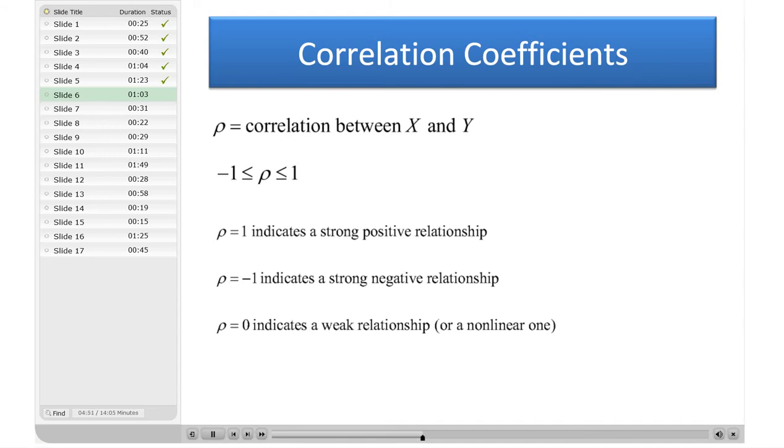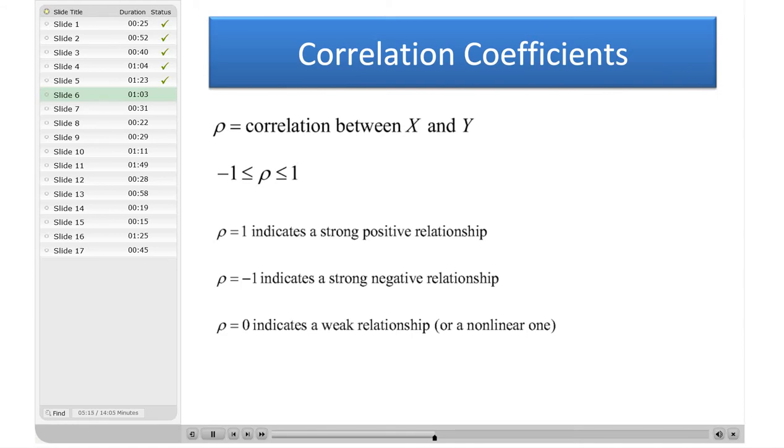If the correlation coefficient is equal to 1, then that indicates a perfectly linear relationship between x and y. And it's a positive relationship. That means if x gets bigger, then y is going to get bigger. If the correlation coefficient is equal to -1, then that's also a perfectly linear relationship, but it's a negative relationship. If x gets larger, then y will get smaller.